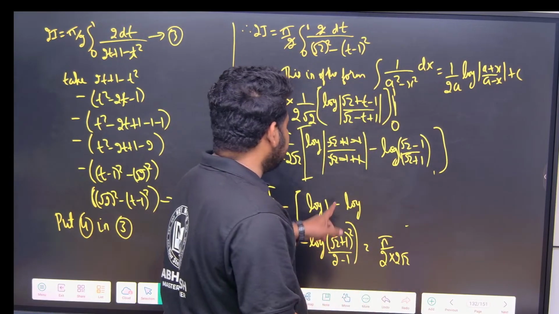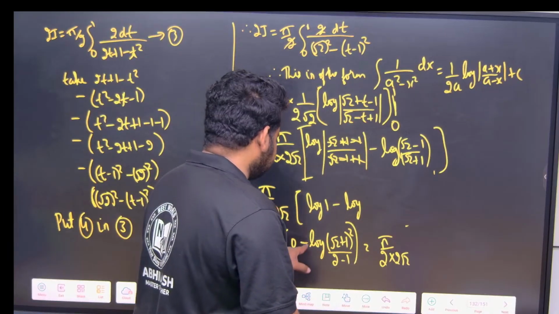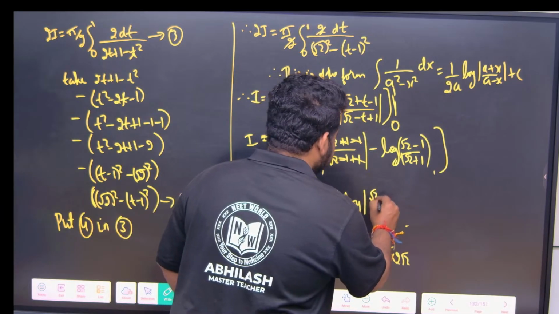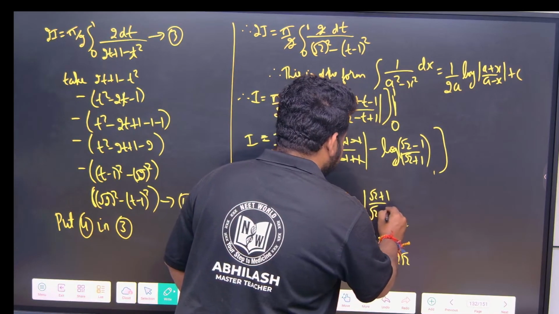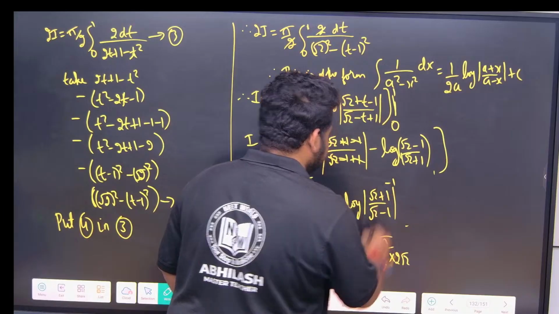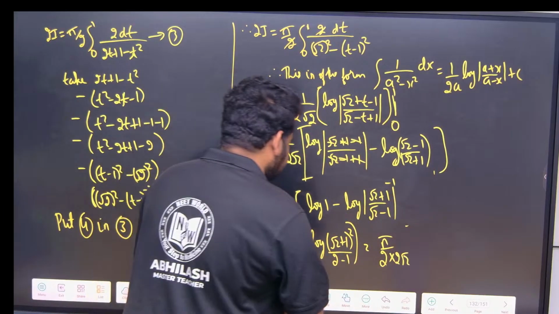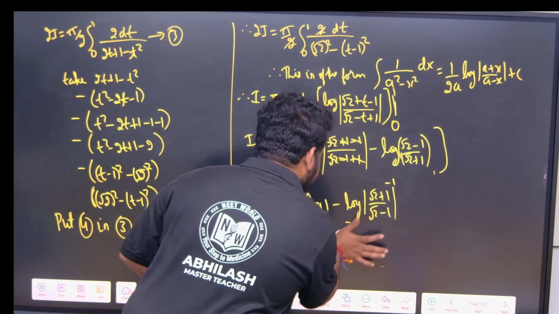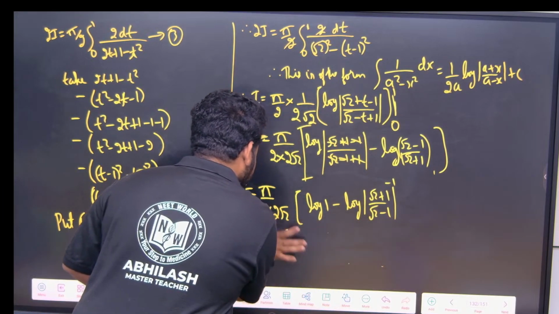Now, to make this plus, I will write it as root 2 plus 1, this I will inverse, root 2 minus 1. So here it will become minus 1. In the next step, observe very carefully what I can do, friends.